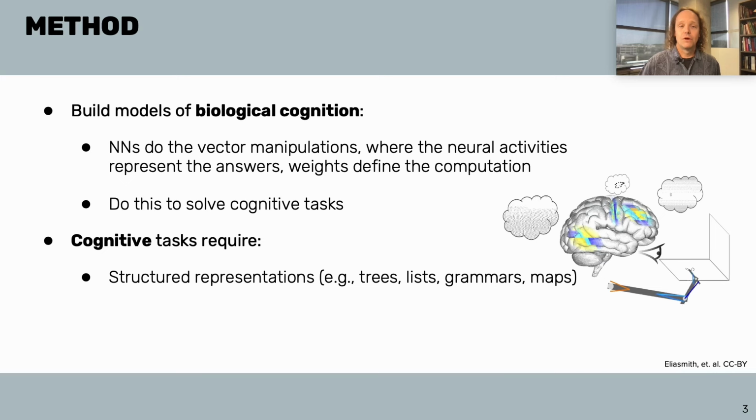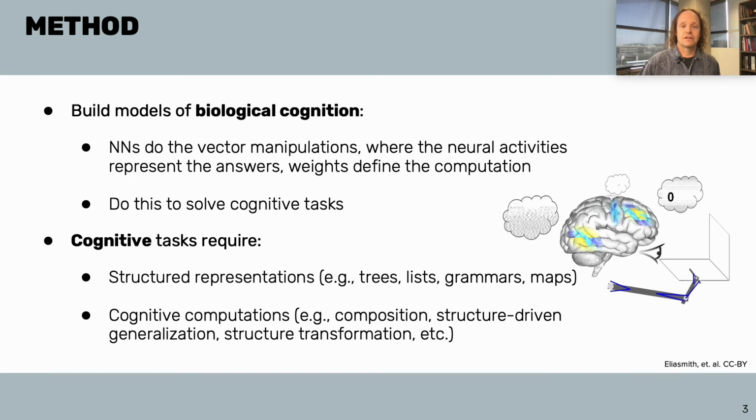In addition, we want to think about perhaps more continuous representations, things like maps, which sometimes go beyond what we often think of in computer science. Beyond representation, we also need to manipulate those representations in order to perform the reasoning, or we need cognitive computations. So these will include things like composing different structured representations to create new ones, being able to do generalization based on structure, not just on content, and of course, transform structures in various ways.